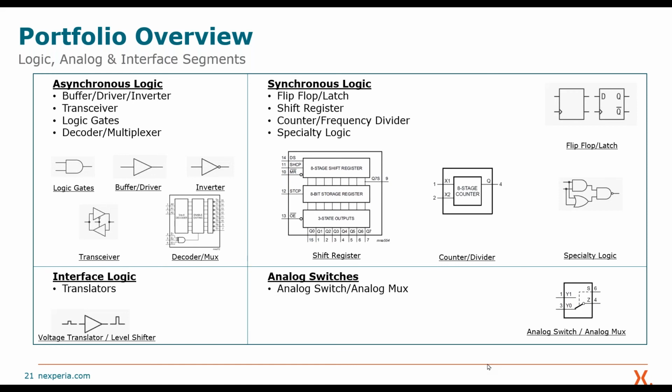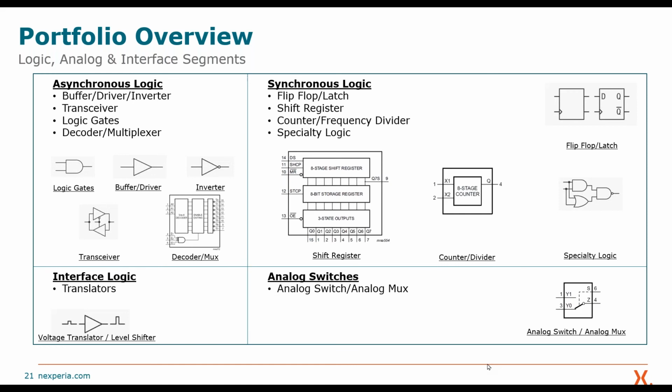If you see interface logic, basically it comprises voltage translators or level shifters, which solve the incompatibility between different devices supplied by different power domains. In our portfolio, we have a very broad range of translators. So we have simple unidirectional translators to bidirectional translators. And now we are also currently releasing step by step more complex translators like AutoSense translators, as Christian has already highlighted in his previous slides.